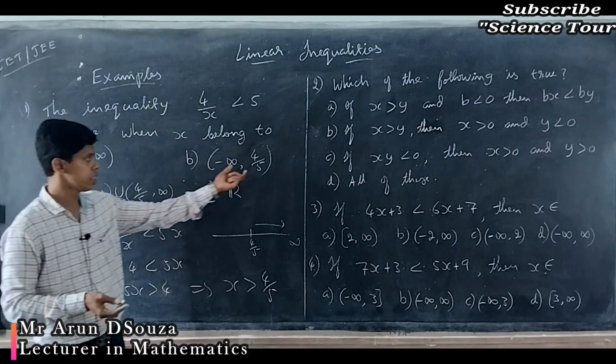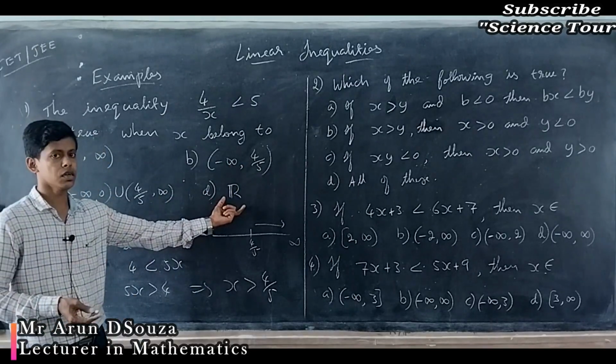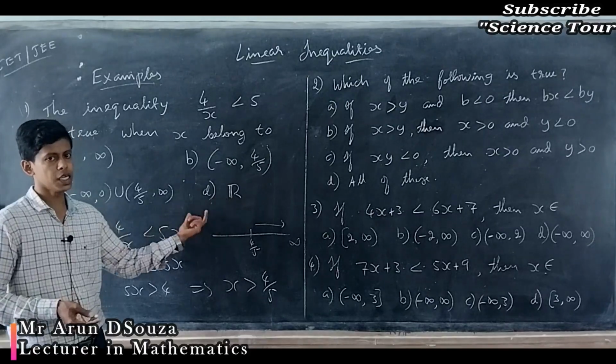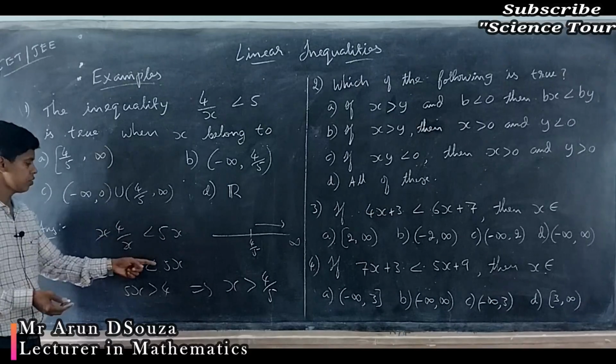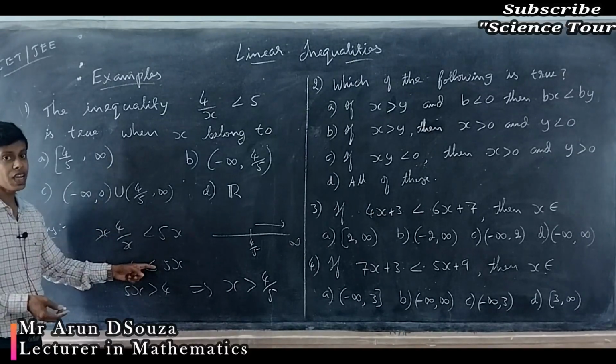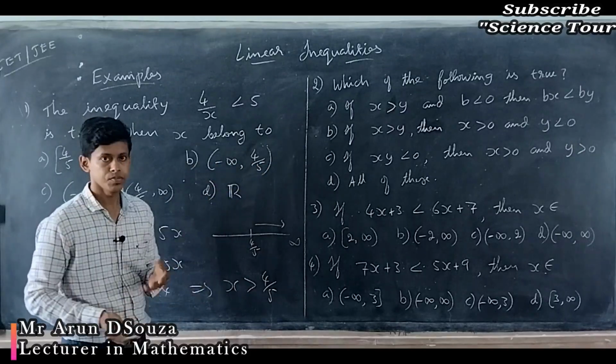It can be negative, less than 4 by 5 also. It can be on the real line. It can be negative also, correct? So it can be both. So what if x is negative? This would change, right? If that changes, you will get less than 4 by 5. That means this can be the answer.